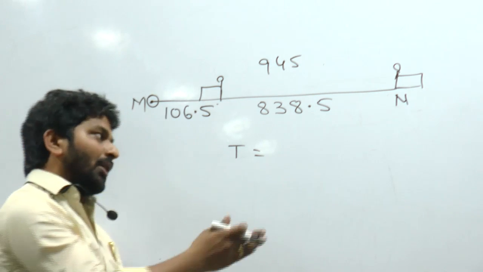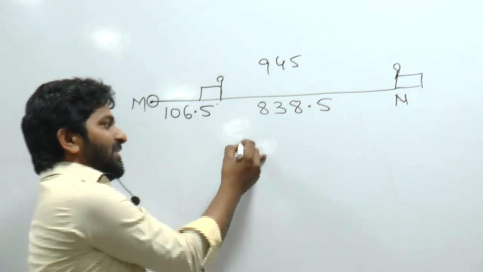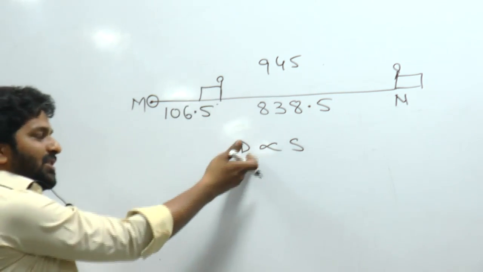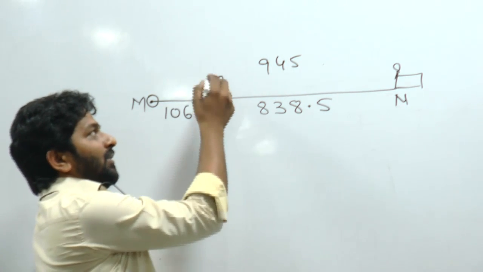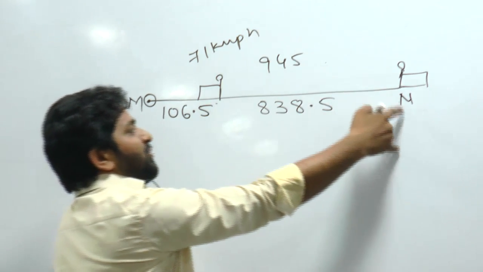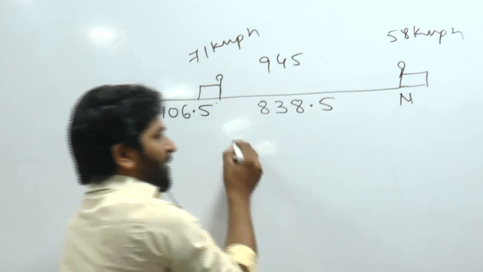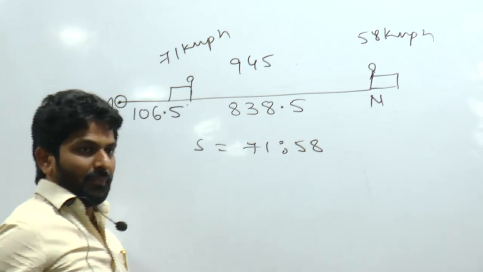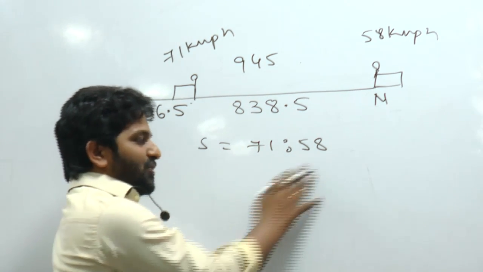Okay? Or else, you're asked about distance, right? Distance is directly proportional to speed. The more speed it travels, the more distance it can cover. Am I right? What is the speed of the first train? 71 kilometers per hour. And this one? 58 kilometers per hour. So the speed ratio will be 71:58. Do you have any cancellations here? The speed ratio is this much.